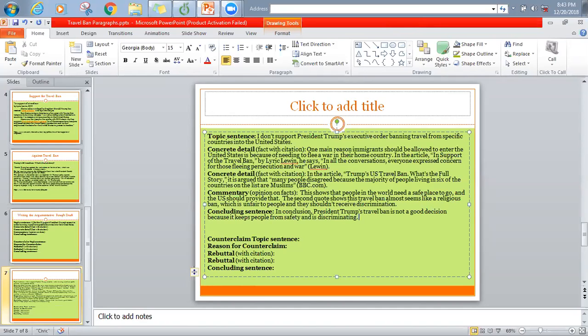Okay, perfect. Great. So you can see there we have that topic sentence and concluding sentence that really are very similar, and it's good, just kind of keeps it full circle. Okay. Okay, any questions before we move on to the counterclaim?